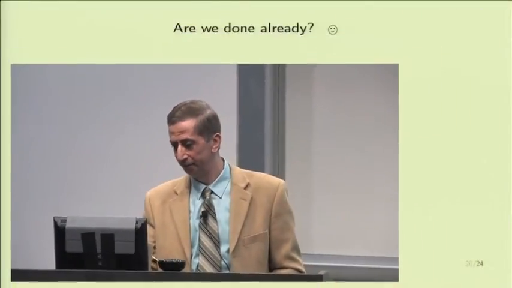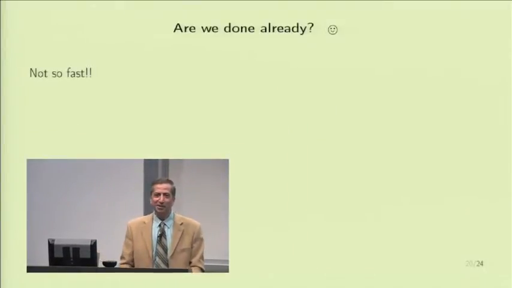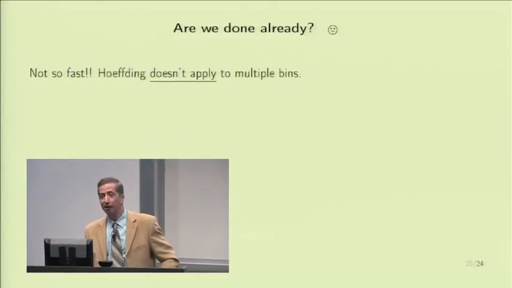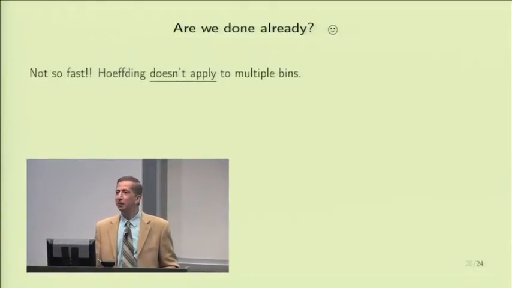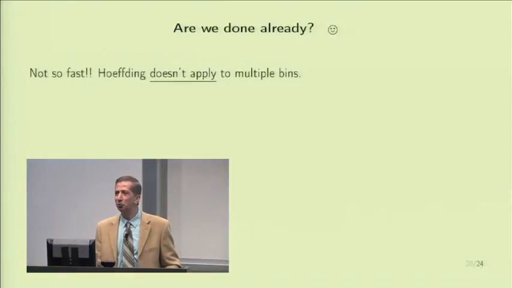So we solved the problem. It's not verification. It's not a single bin. It's real learning. I'm going to scan these. So that's pretty good. Are we done already? Not so fast. What's wrong? Let me tell you what's wrong. The Hoeffding inequality that we have happily studied and declared important doesn't apply to multiple bins.